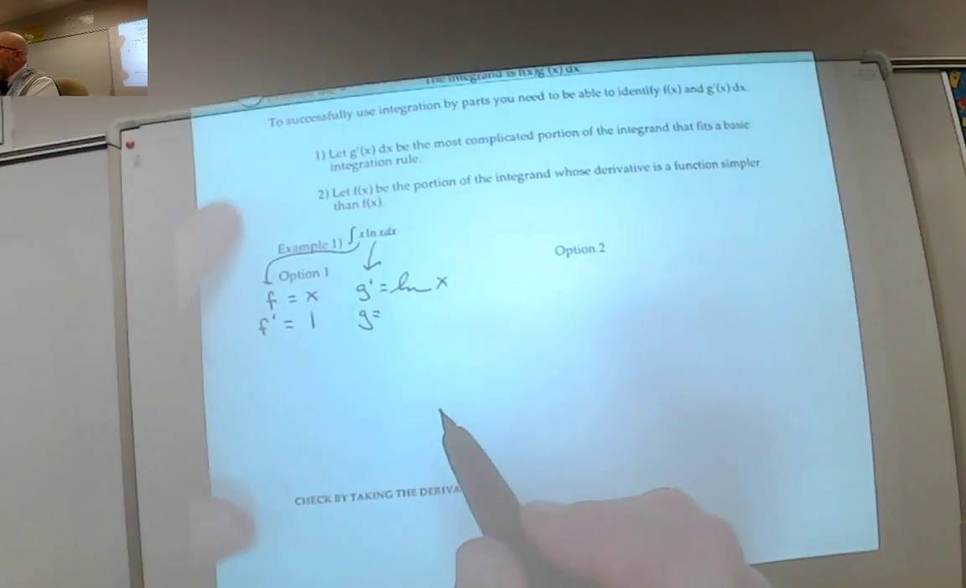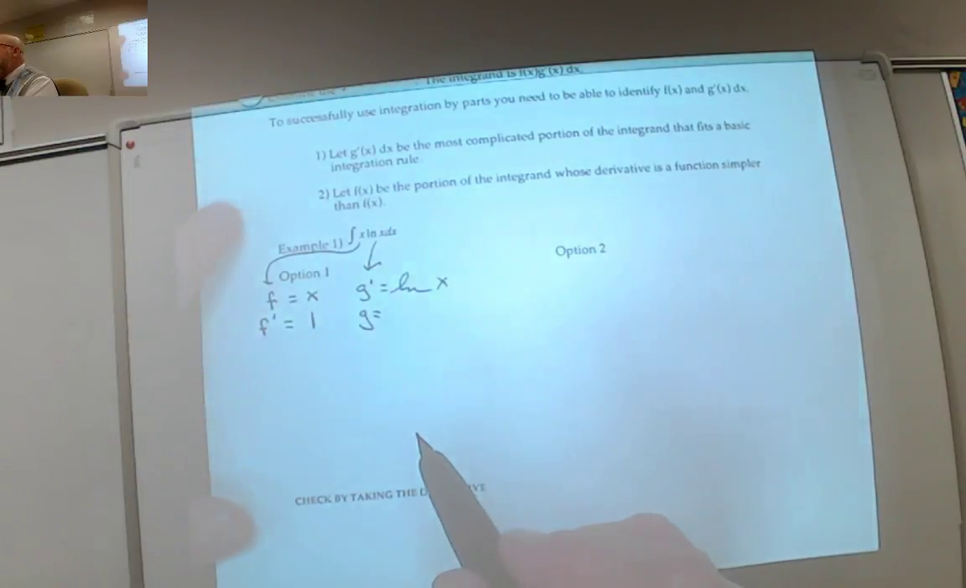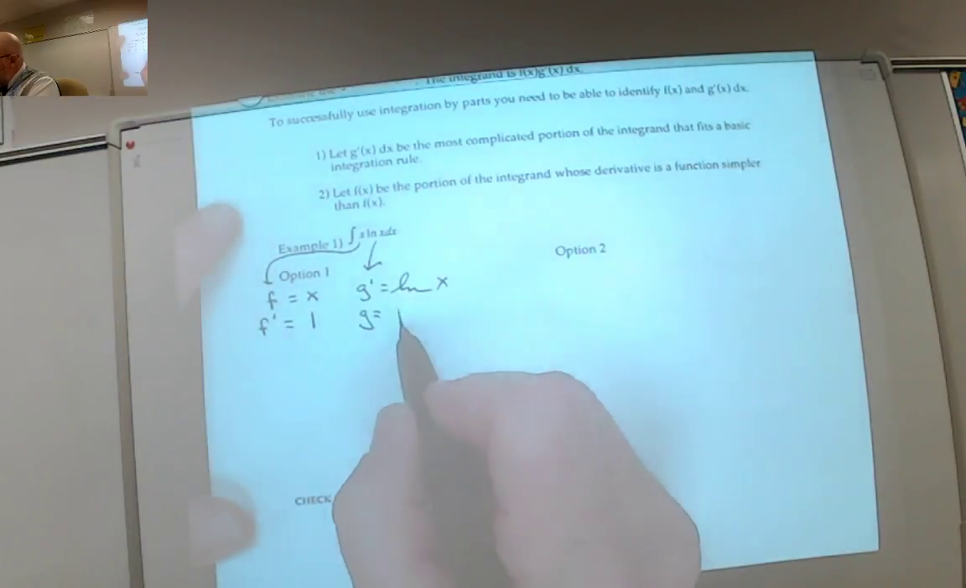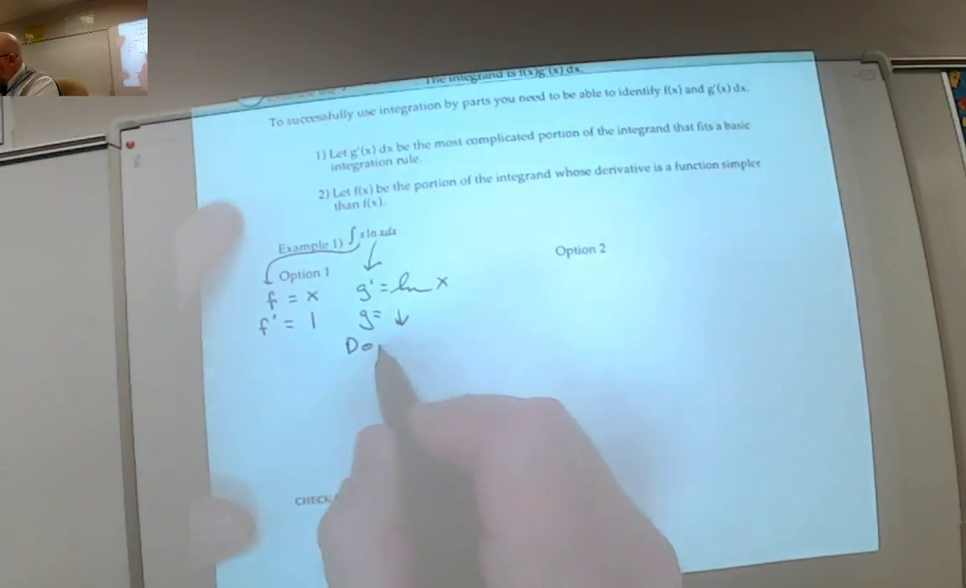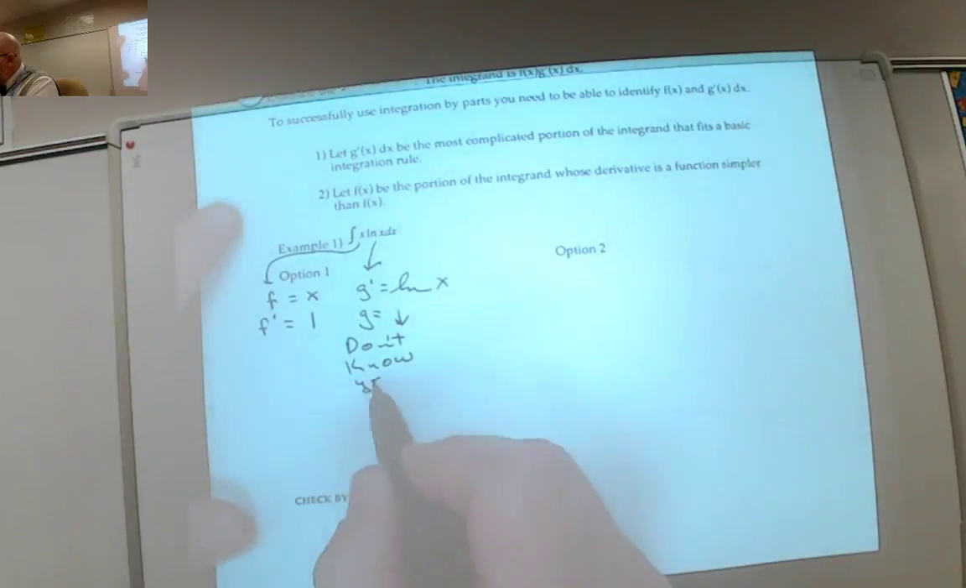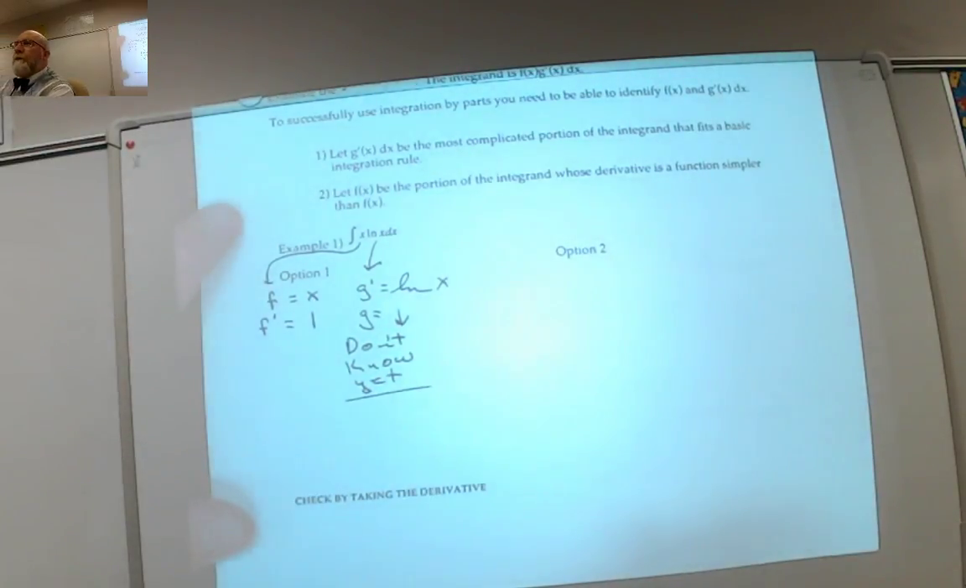So what's the antiderivative of the natural log of x? Jacob, do you know? Is it 1 over x? That's the derivative. What's the antiderivative? You want to know my answer for you? Pass. Don't know yet. Right? So we can't do that. So we're going to look at option 2.